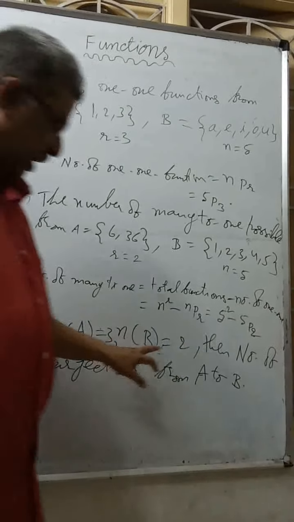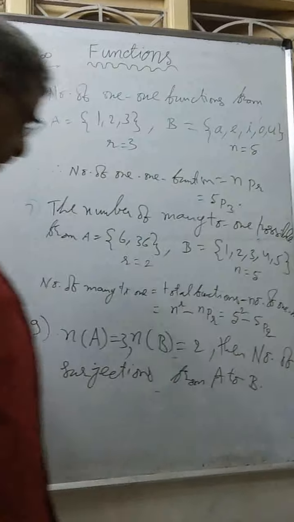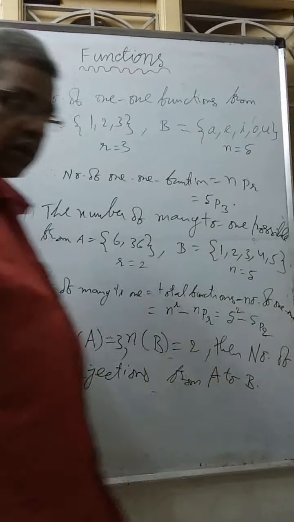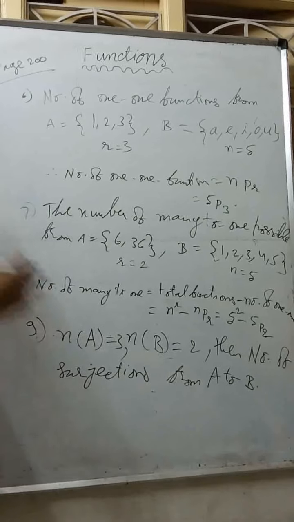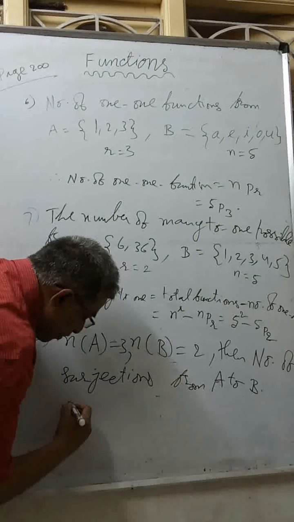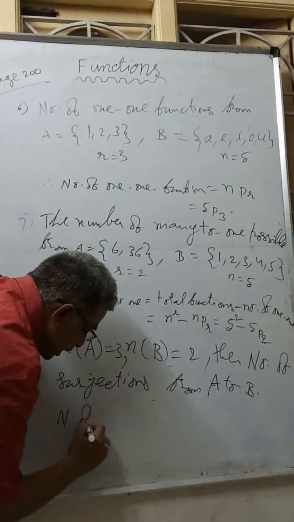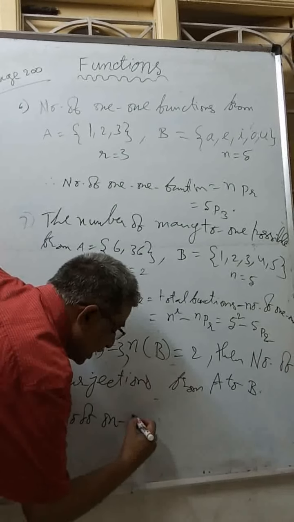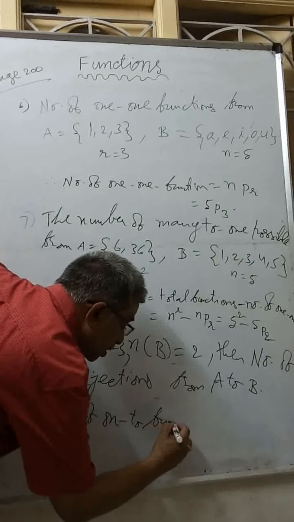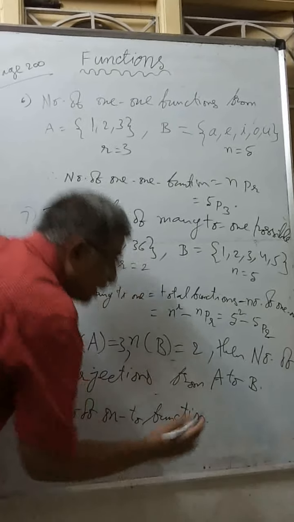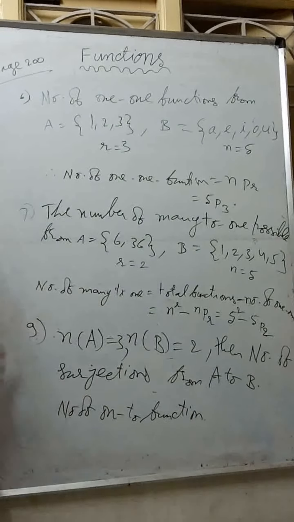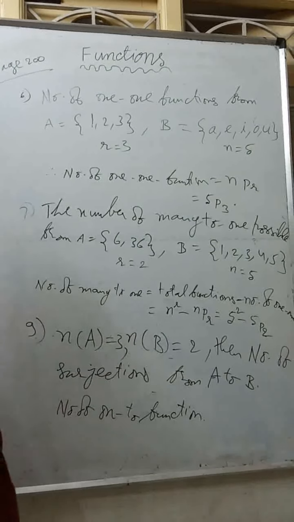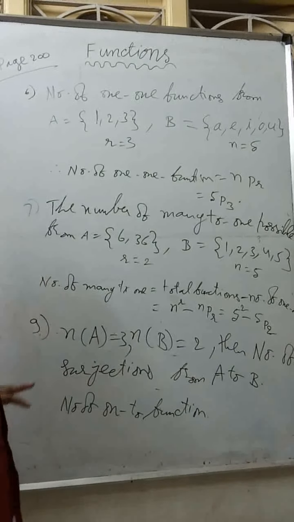3. n of B equal to 2. Then the number of surjections from A to B. Surjection is onto. What is the formula to find the number of onto functions? I gave you two formulae yesterday. One is when B contains 2 elements, the other is when B contains more than 2 elements. But n of A must be more than n of B. This is the basic rule for onto functions.